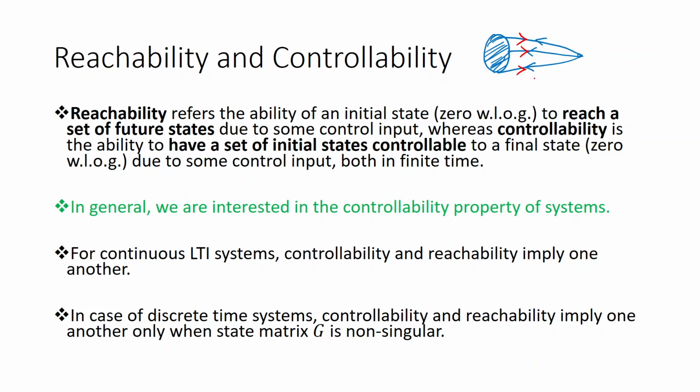In case of LTI systems, trajectories are reversible. So the path that you take to go from one place to another, you can take the same path to come back to the initial state. For that reason, reachability and controllability imply each other. So if you check reachability, you also check controllability. If you check controllability, you also check reachability. But this is not true for a general system. Please keep that in mind.